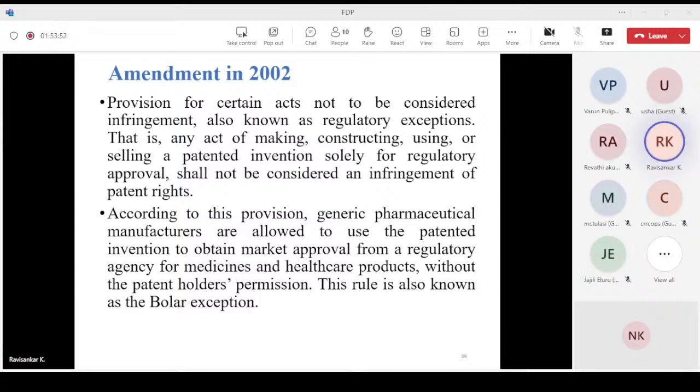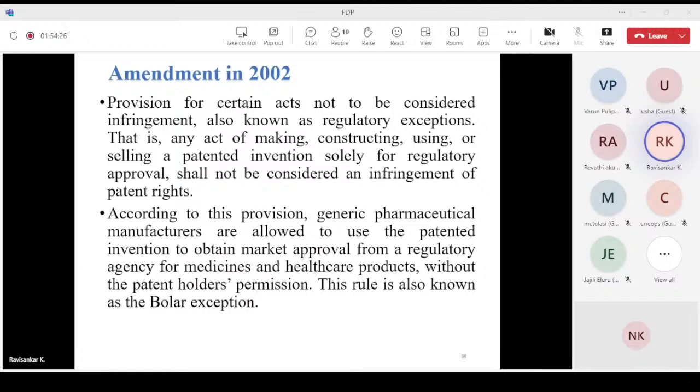And in 2002, there is another provision which is introduced, provision for certain acts not to be considered infringement, which is also called regulatory exception. So what regulatory exception is, even though the patent is there, we can develop a drug product only for getting regulatory approval. We should not market the product, but we can start developing and preparing the dossier, preparing the ANDA and file the ANDA only for the regulatory purpose.